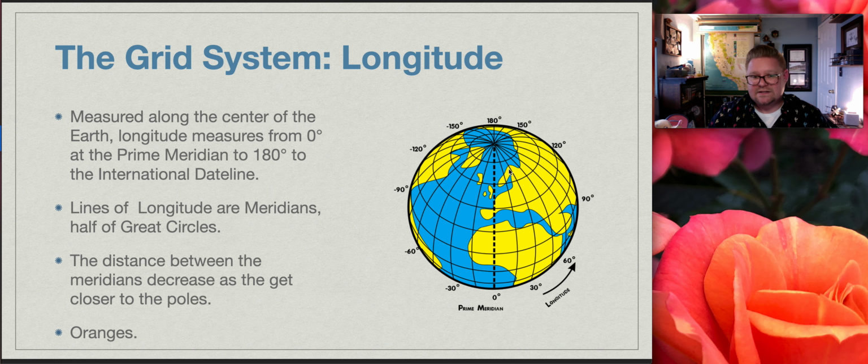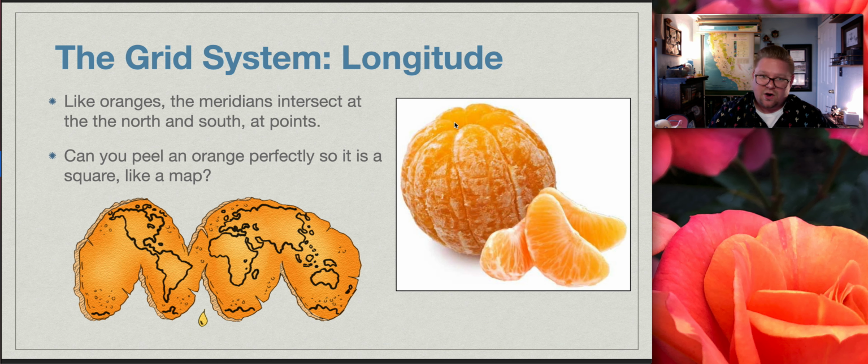So when I think of this, I think of oranges. Why? Well, because they all intersect at the top and the bottom, where it was connected to the tree and where the flower was. And you peel the orange, and now you've got these beautiful half circles or slices or meridians. Okay? But can you peel an orange perfectly so it looks like a square map?